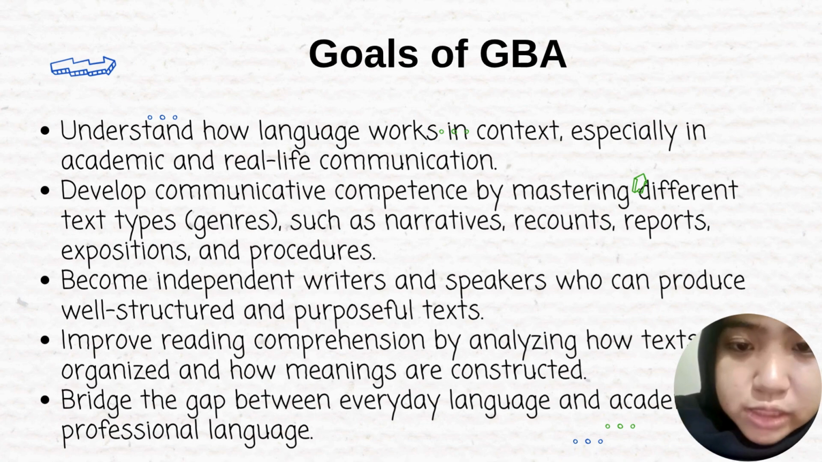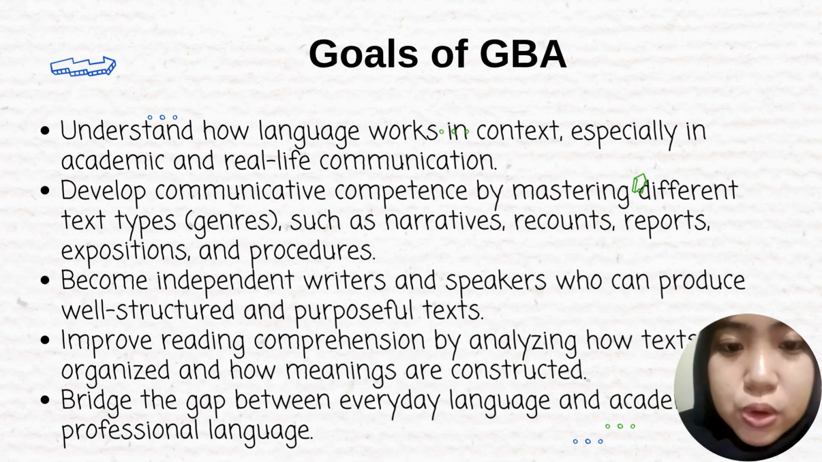Okay, next I will explain the goals of GBA. The first is to understand how language works in context, especially in academic and real-life communication. Second, to develop communicative competence by mixing different text types, such as narratives, recounts, reports, expositions, and procedures. And the third is to become independent writers and speakers who can produce well-structured and purposeful text. Next is to improve reading comprehension by analyzing how text is organized and how meanings are constructed. The last is to bridge the gap between theoretical language and academic professional language.